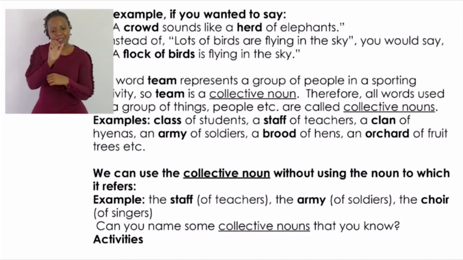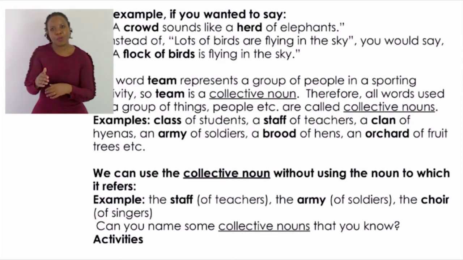Therefore, all words used for a group of things, people, etc., are called collective nouns. Examples: a class of students, a staff of teachers, a clan of hyenas, an army of soldiers, a brood of hens, an orchard of fruit trees, etc.